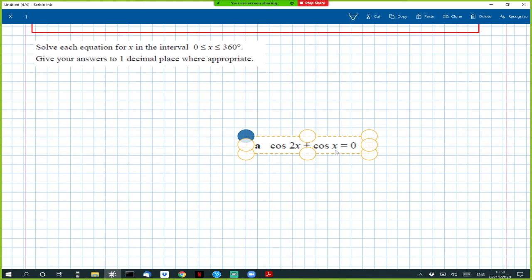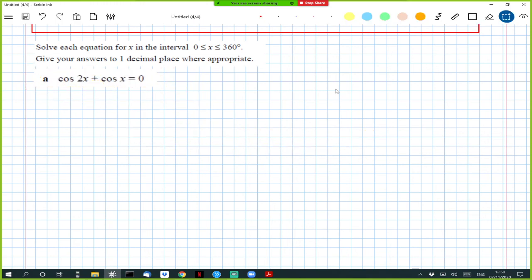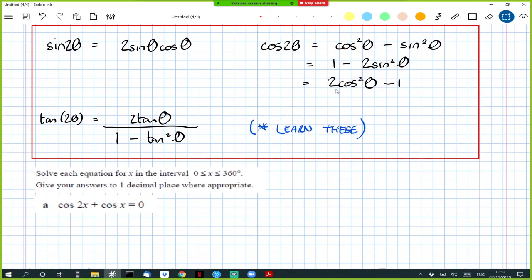So this one here, cos of 2x plus cos x equals 0. So what we need to do is expand the double angle cos of 2x. But you've got to figure out which of these three expansions actually is the most useful. Well, I'm going to say the third one is the most useful here.